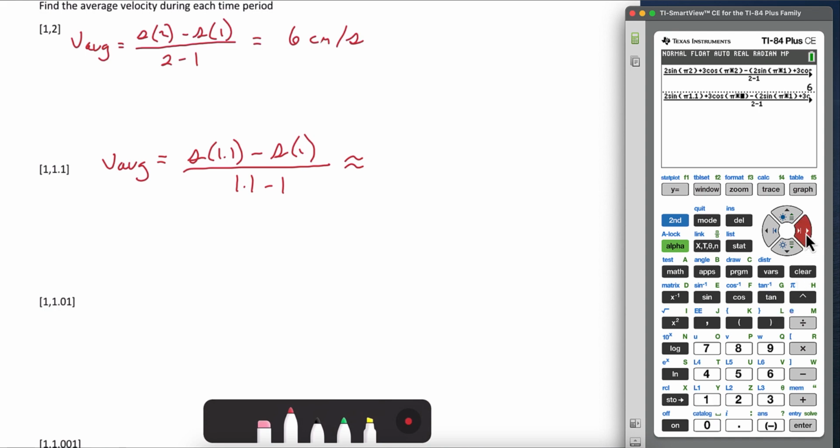Do the same thing on this too. We have 1, then second insert 0.1. The rest of the numerator is okay because we're still subtracting s of 1. And then in the denominator, we need to change the 2 to 1.1 minus 1. And this time I'm getting negative 4.71 roughly centimeters per second.